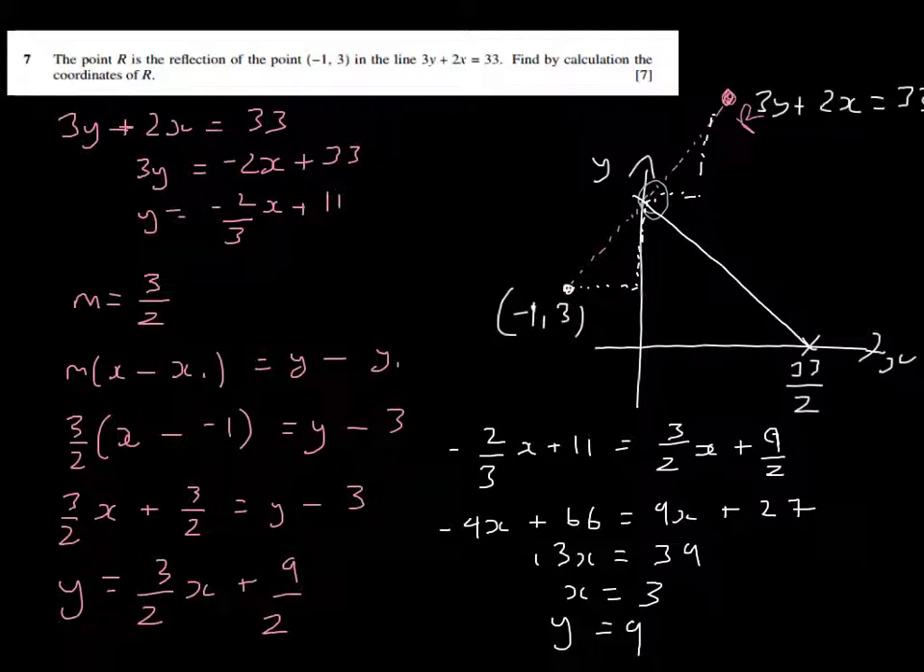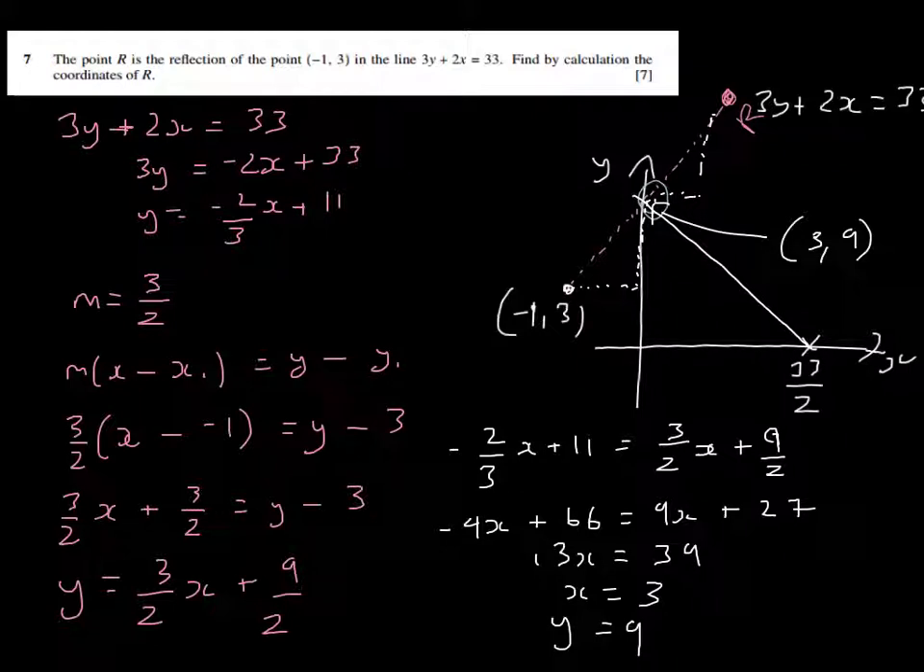Cool. So what I know now is at this point here, they cross over at the point (3, 9). You can see my diagram is completely not to scale because that doesn't look at all like (3, 9). It's just to help you visualize it. That's why they say find by calculation. They don't actually want you to draw it and read it off the diagram. It's just to help you imagine what it looks like.